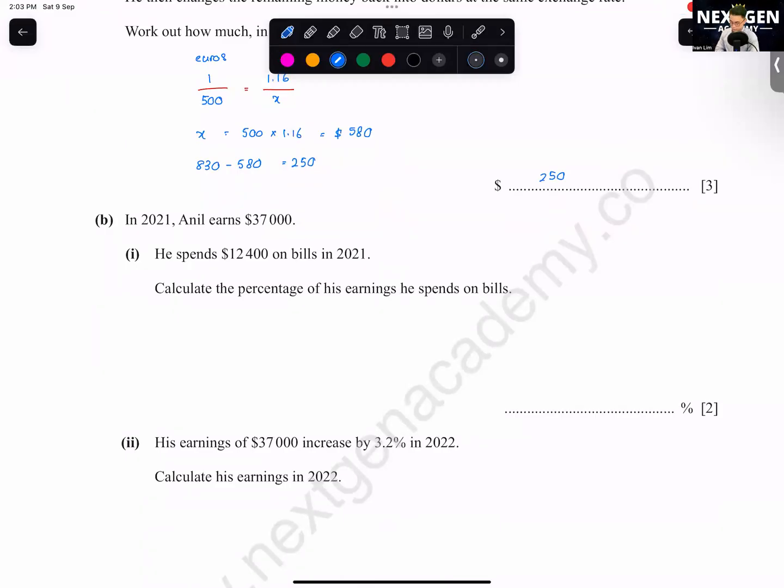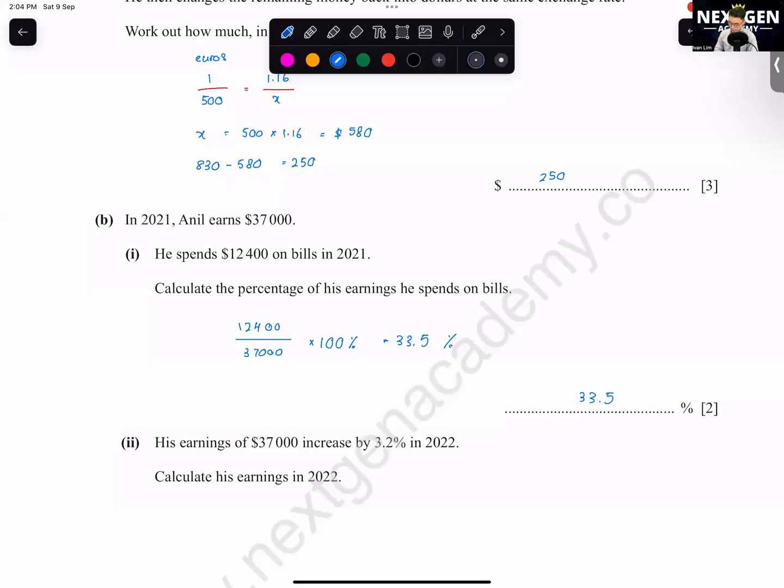Okay, question B. In 2021, Anil earns $37,000. He spends $12,400 on bills in 2021. Calculate the percentage of his earnings he spent on bills. Okay, percentage means you take how much he spent over what he earned. Then for percentage, you need to times 100%. So you get here 33.5%. Normally to 3 significant figures, it's fine already.